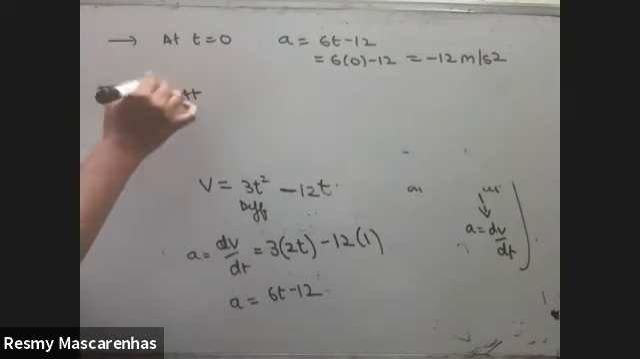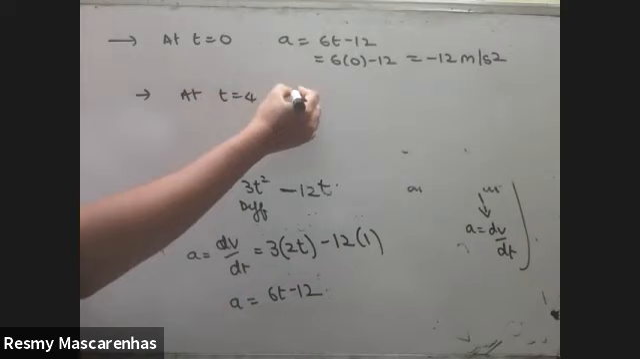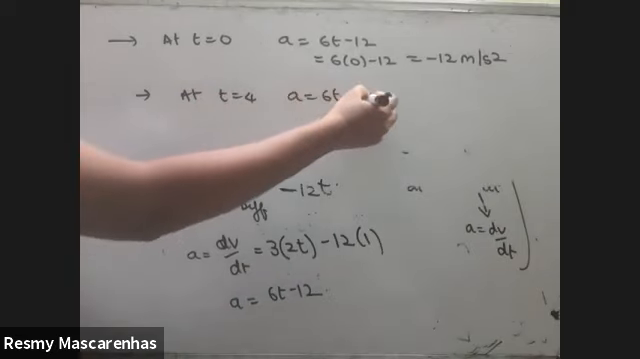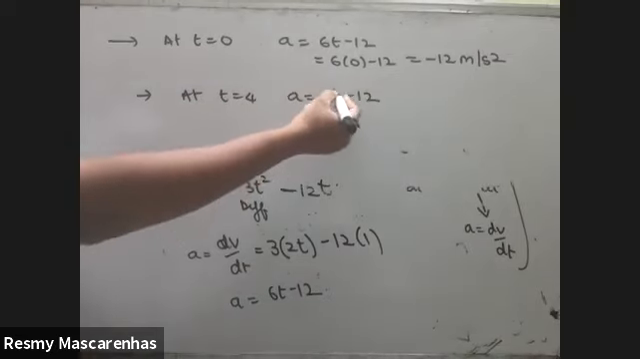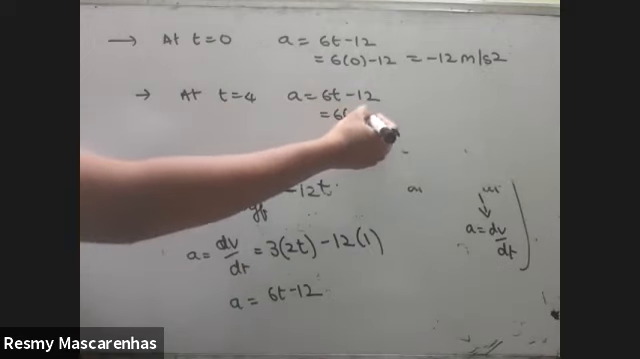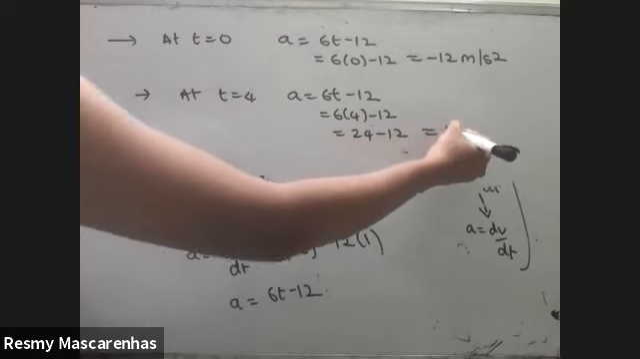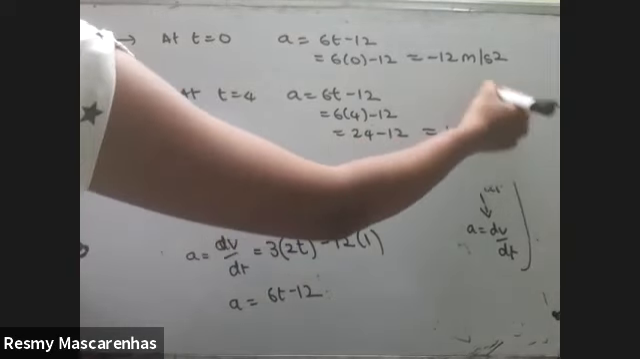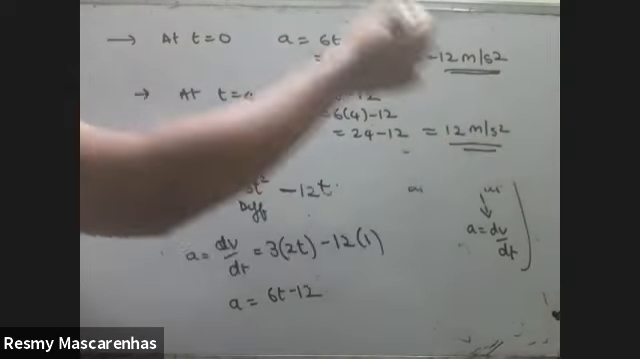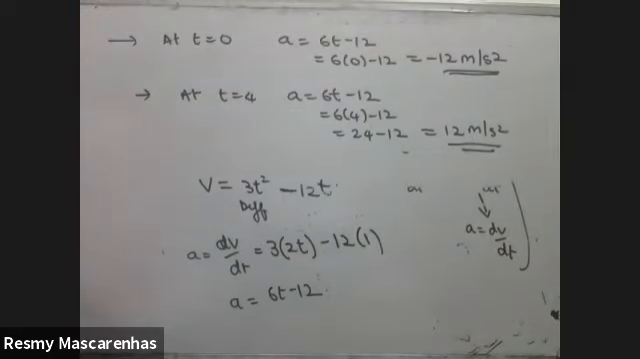Then next is which point? t equals 4. Same equation, but now instead of t, it will be 4. So plus 12. This is the acceleration when the body is at rest, whether at t equals 0 or at t equals 4. Any doubts in finding the acceleration? Then ask.